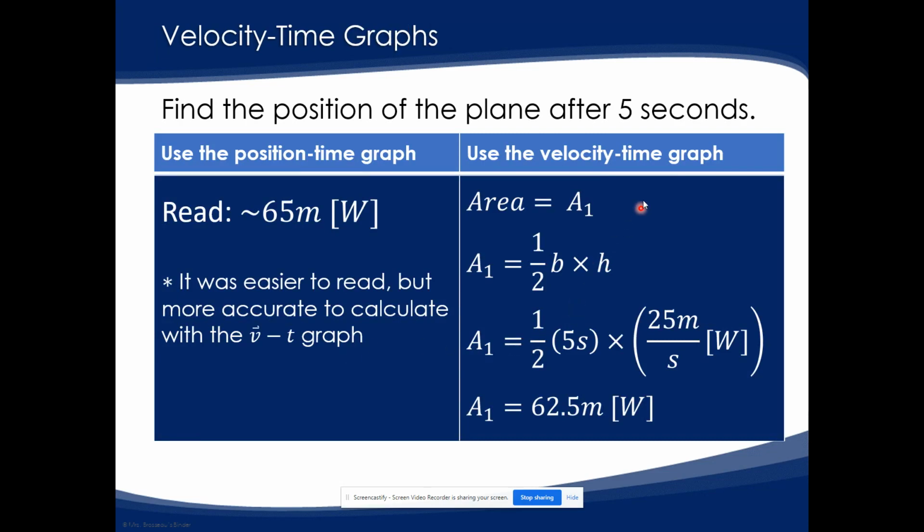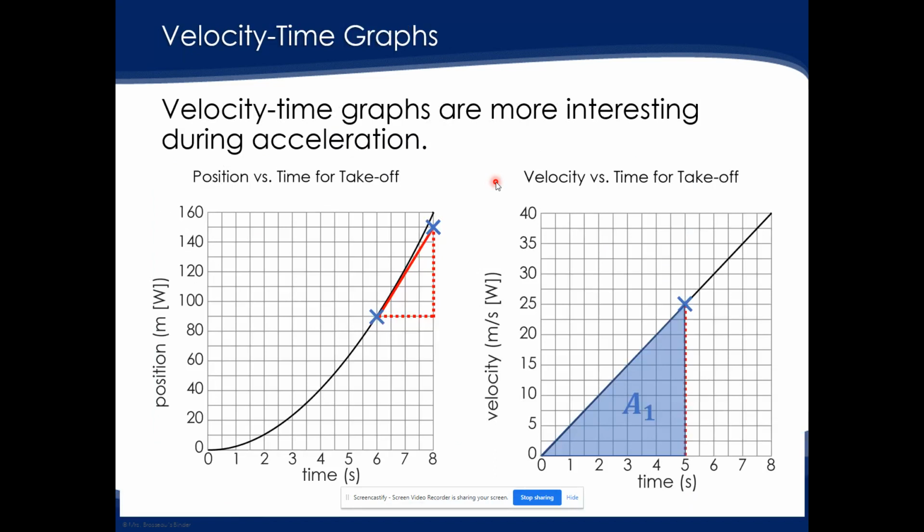So what we're doing over on our velocity-time graph is we're actually going to find the area. Going back to our velocity and time graph, if I find the area from 0 to 5 seconds, because I'm trying to find the position after 5 seconds, I draw that 5-second line straight up until I intersect with my actual graph line, and then I find the area within there.